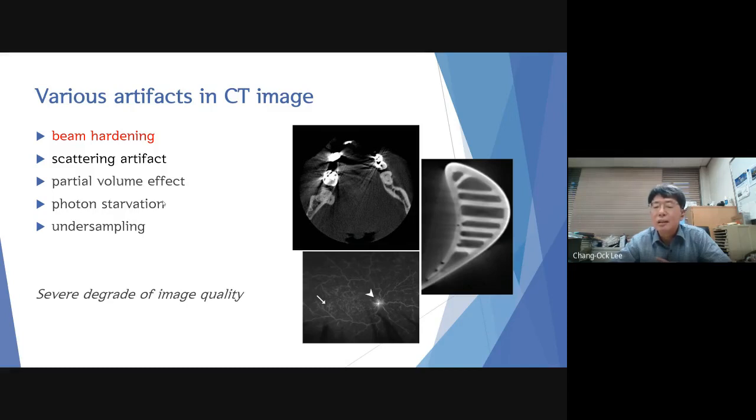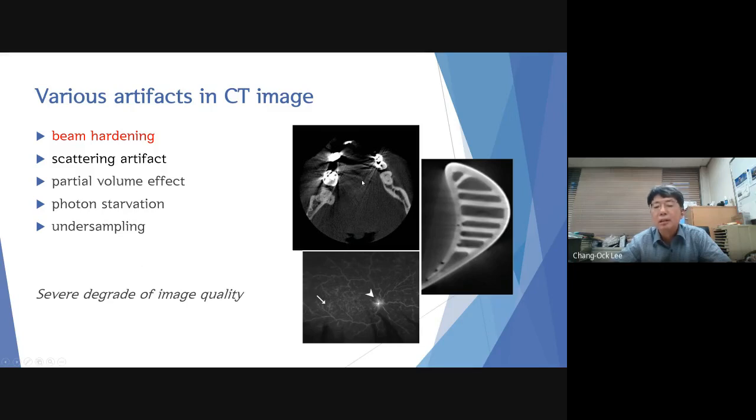Since there is nothing in some part of the detectors, we cannot recover the internal structures. Also, we have the undersampling effect. Actually, we rotate the object or X-ray system, and mathematically we rotate continuously. But in the practical sense, we need to take discrete values of angles. So if the sampling is too sparse, then we have undersampling artifacts. Those kinds of artifacts cause severe degradation of image quality.